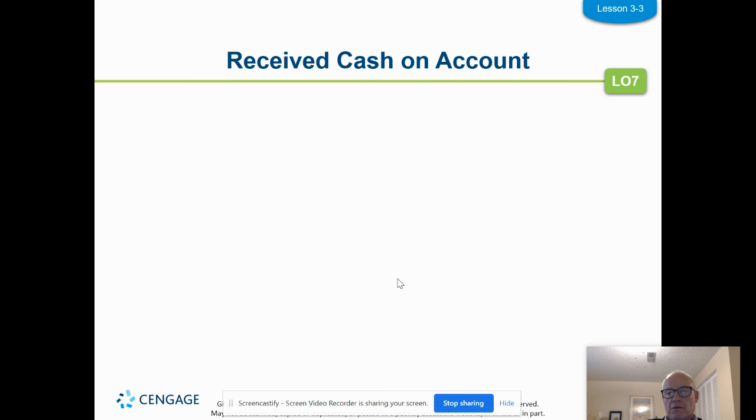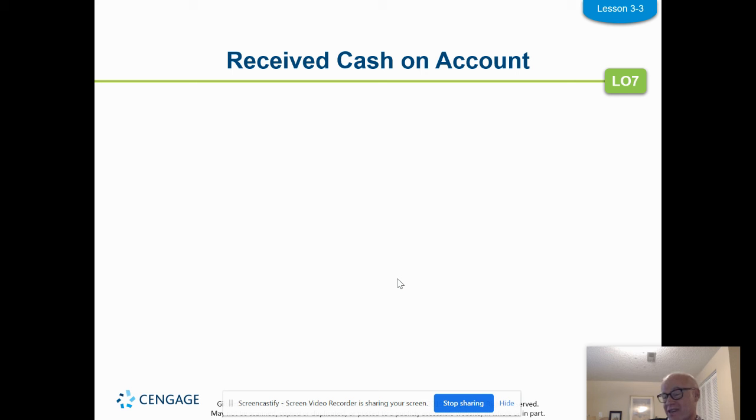Receive cash on account. Did we sell something? Well, not in this case, no. Did we buy something? No. Once again, our questions are, which accounts are affected? Pulling up my notes again. Which accounts are affected? Cash. And what does on account mean? If we're receiving cash on account, somebody owed us money. That is accounts receivable.